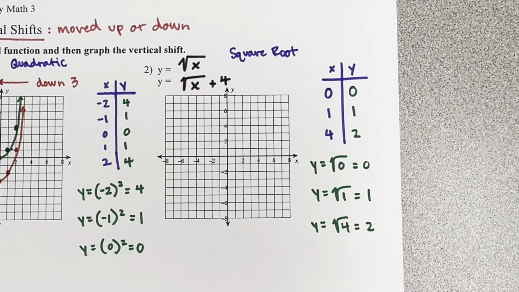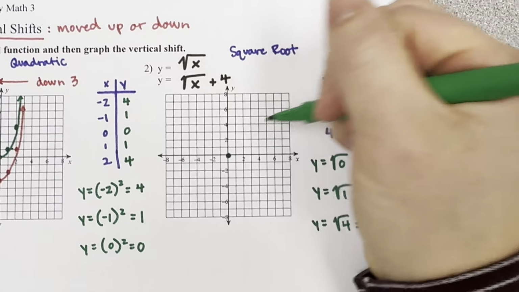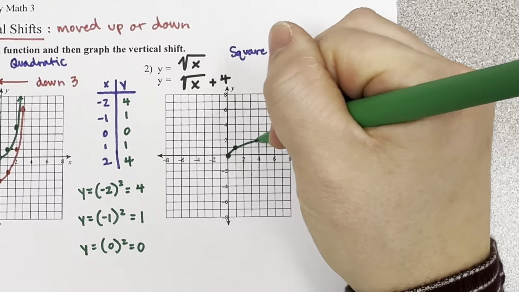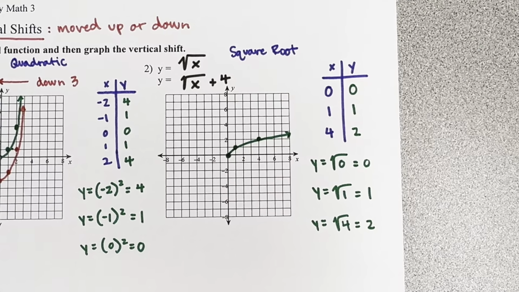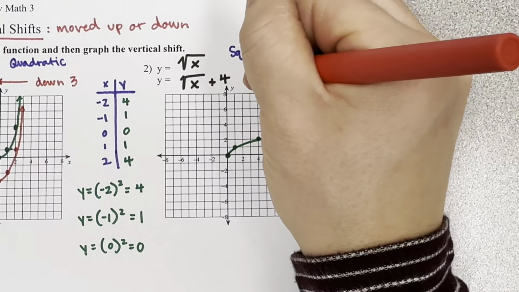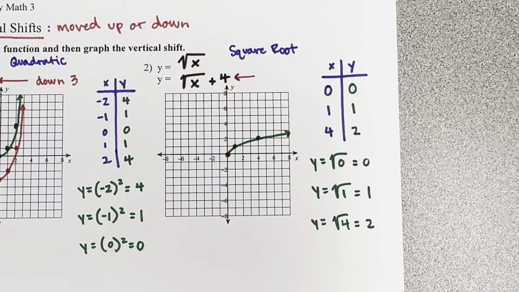Now those become my coordinate points. So I'm going to go ahead and graph them: 0, 0; 1, 1; and 4, 2. Remember these aren't going to go into the negatives, at least with the parent function, because you can't square root a negative number. So there's my parent function. Now I just need to look at my transformed function and then decide how it wants to be moved.